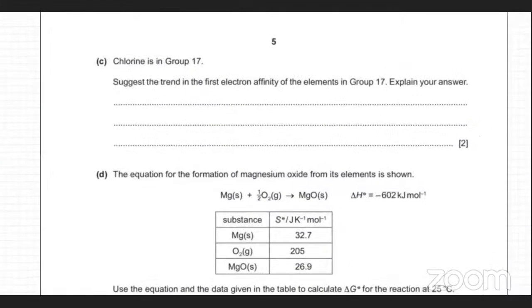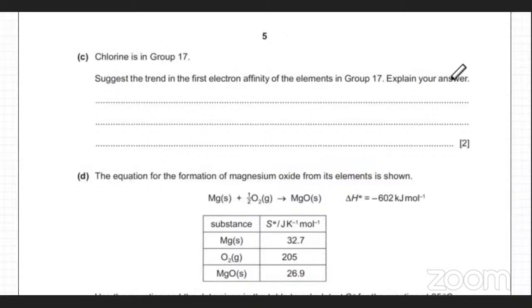Suggest the trend in the electron affinity of the elements in group 17. Explain your answer. So the trend is probably who really likes to gain electrons? It's probably the top ones, the smaller ones. Electronegativity decreases. Smaller atoms are less shielded, and if they are less shielded, there's going to be greater attraction for electrons. It's going to be more exothermic.